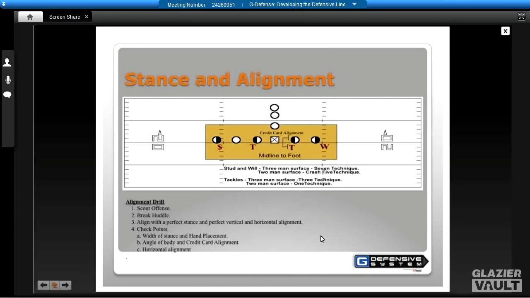What we do in the stance and alignment drill is simple. We have a scout team break, we break the defensive pre-snap, and we align with perfect stances with both vertical and horizontal alignment. Then as they line up, we check the width of the stance, the hand placement, the angle of the body, the credit card alignment, and our horizontal alignment. And then we break. All we're trying to do is get our kids to line up fast. Do we do this drill every day? No, but we do it an awful lot.